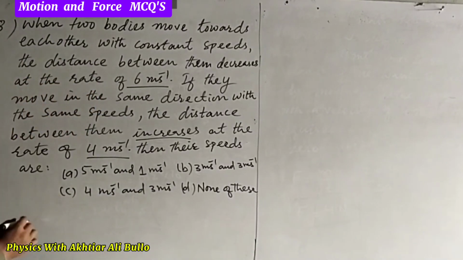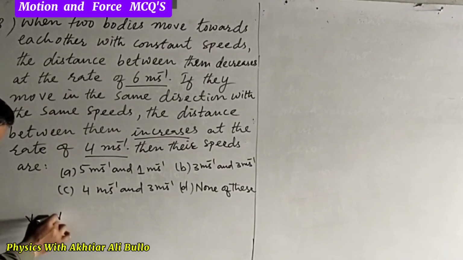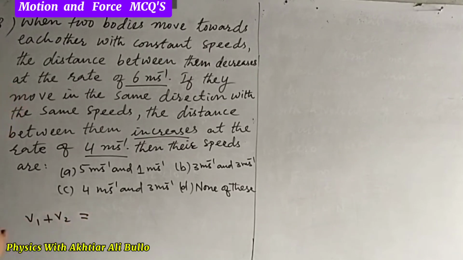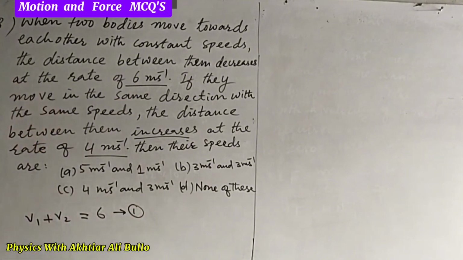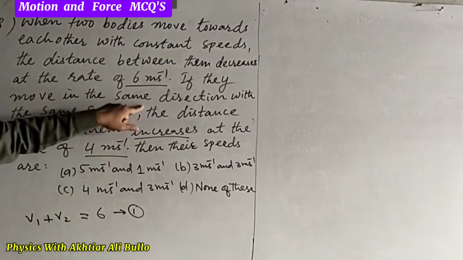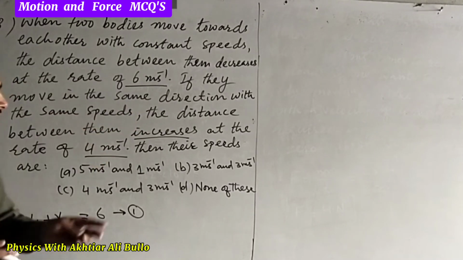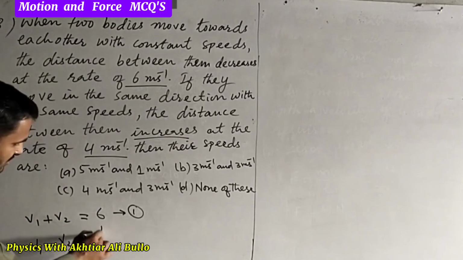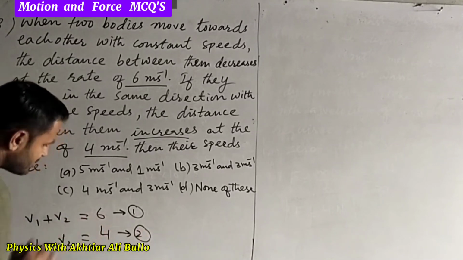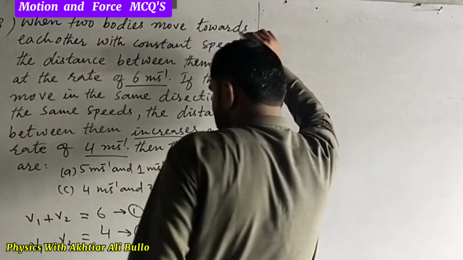So in this condition the relative velocity will be equal to v1 plus v2, which is 6 meter per second. So this is equation number 1. And if they move in the same direction with the same speeds, the distance between them increases. So in this condition their relative velocity will be equal to v1 minus v2 is equal to 4. So this is equation number 2. So for v1 and v2 we will add the equations.